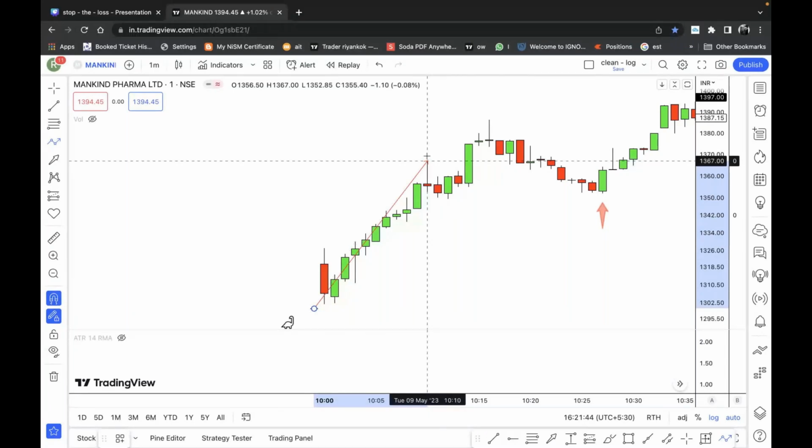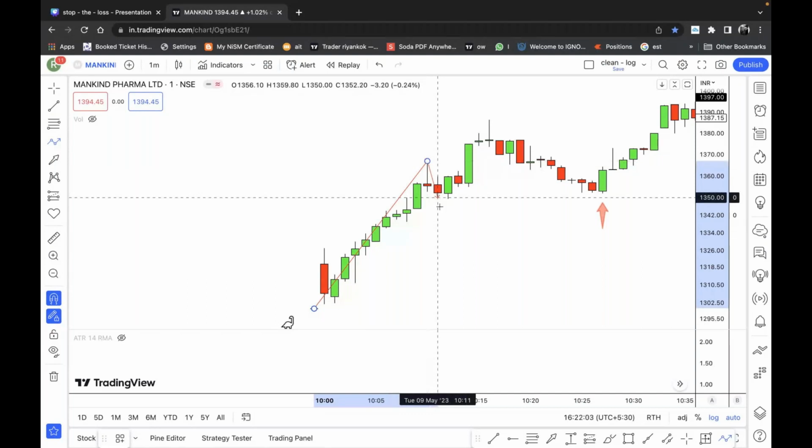Okay, now you remember very, very well that after a high is made, I need at least two red bars. After this high was made, I need two red bars. So this high was made, but after it I did not get two red bars. Okay, I just got one red bar, right. After this I did not get another red bar, which was with a lower low and lower closing. Just remember that point very, very well.